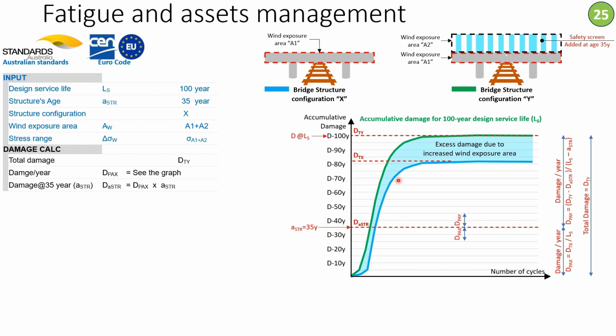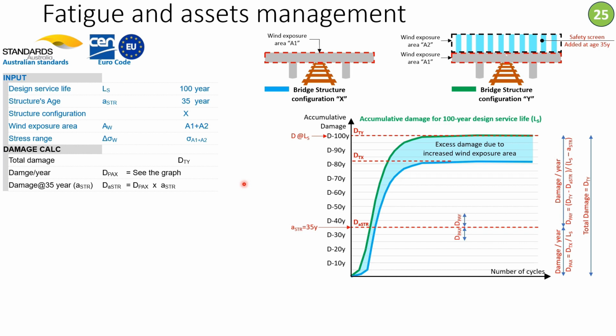The remaining accumulative damage will be the difference between the total accumulative damage, coming from the green curve, minus the accumulated damage at the age of 35 years based on configuration X. That difference divided by the theoretical remaining life, which is 65 years, gives you the incremental damage per year after adding the safety screen.